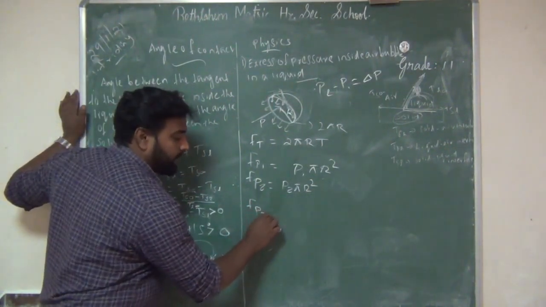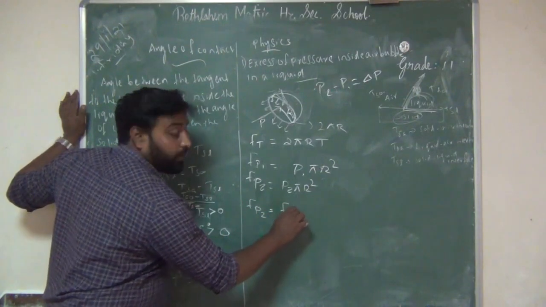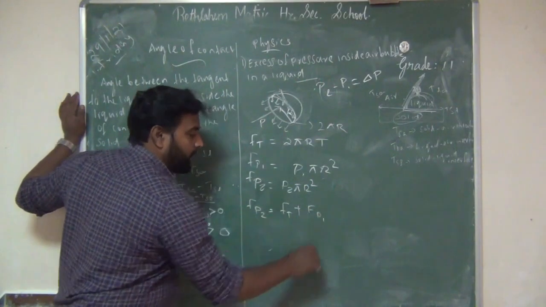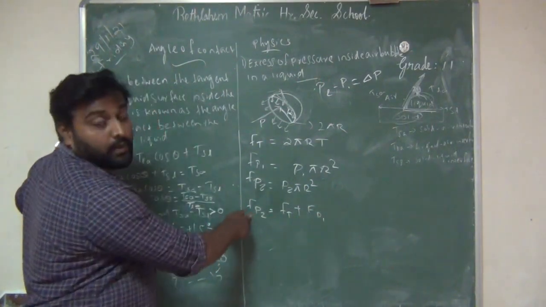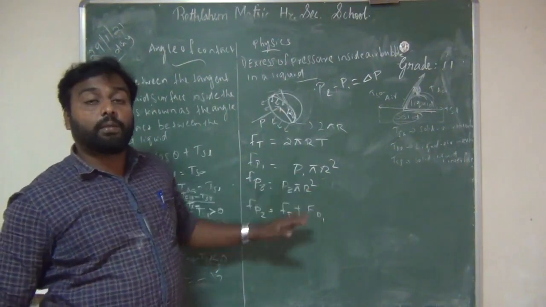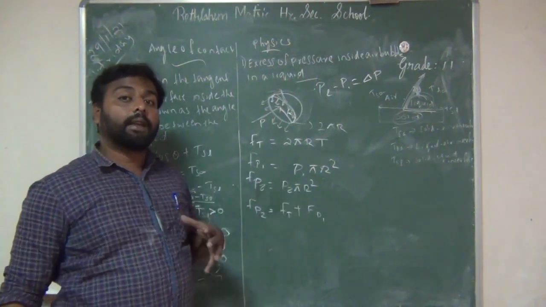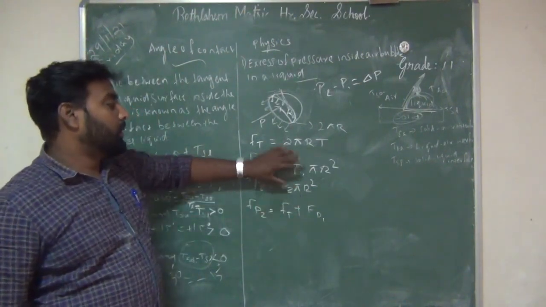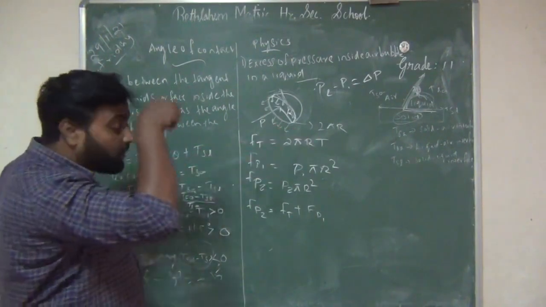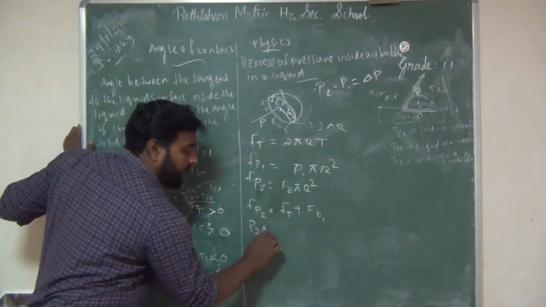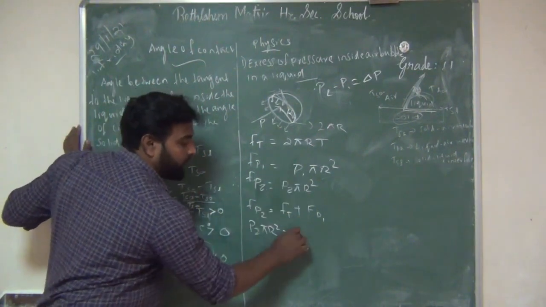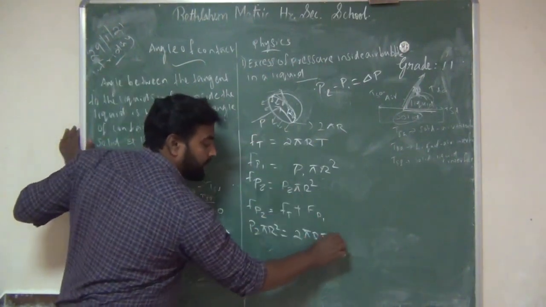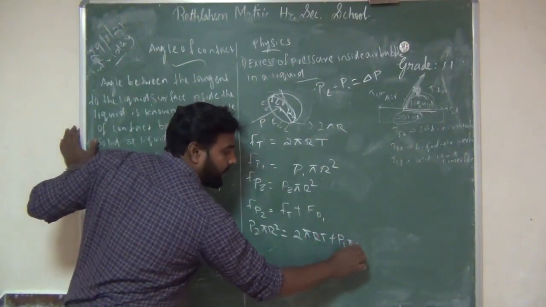So for the inside pressure, Fp2 is equal to Ft plus Fp1. This is how we can find the excess pressure inside. Fp2 is equal to Ft plus Fp1, so this one is equal to these two added. So P2 pi r square is equal to Ft, which is 2 pi r T, plus P1 pi r square.